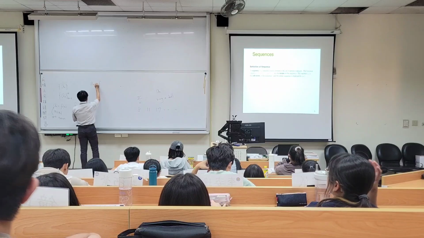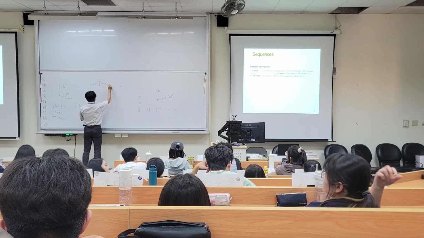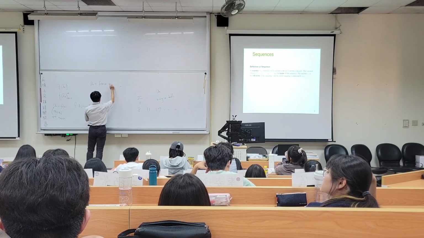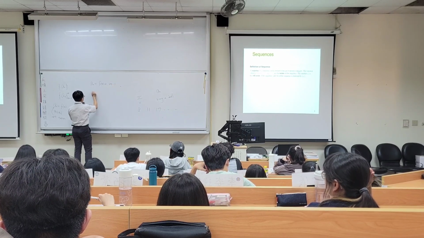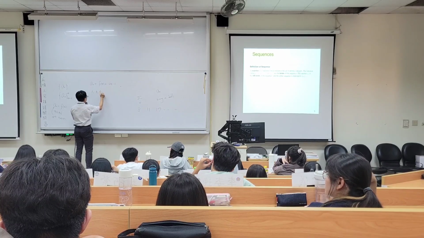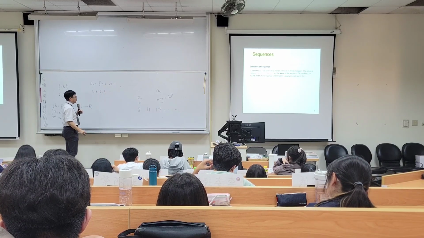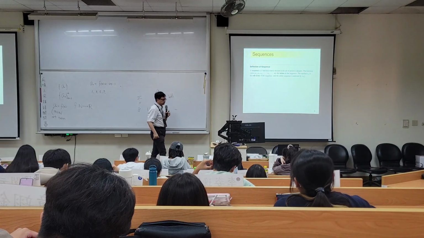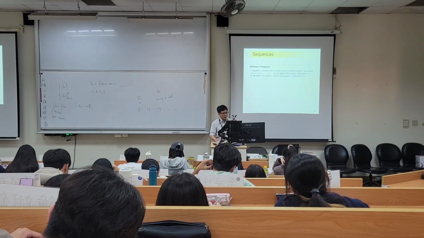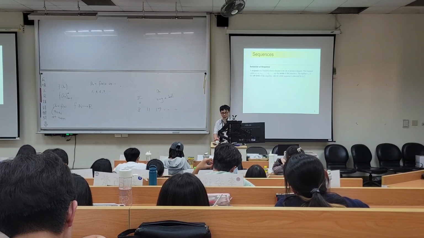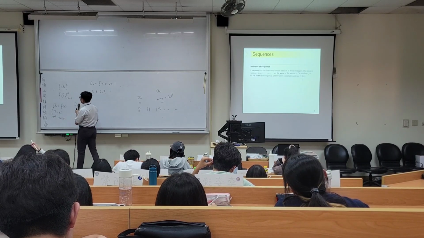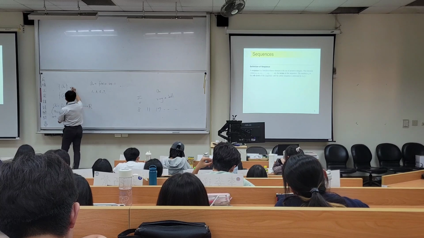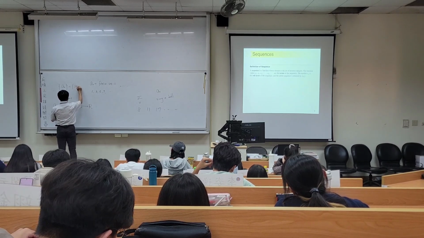So A sub n is equal to f of n, equal to, for example, 2 times n minus 1. So the sequence will be 1, 3, 5, 7, and so on and so forth. And this A sub n is the nth term of the sequence. Okay. An entire sequence is denoted by either of these; you can write a sequence as this or that. Okay. So you can write this, 2n minus 1.